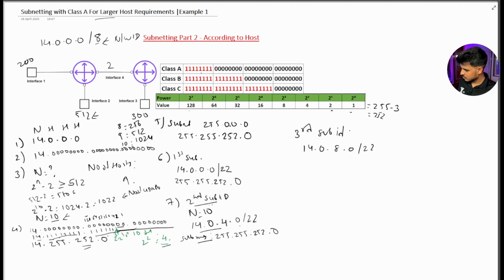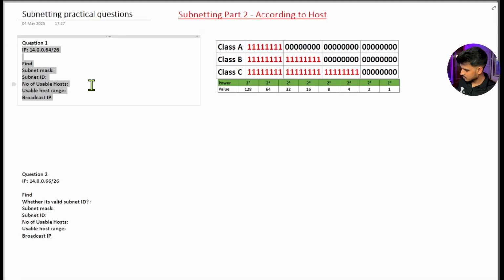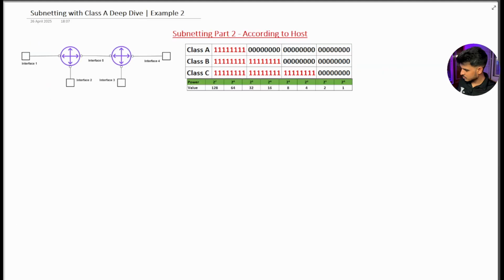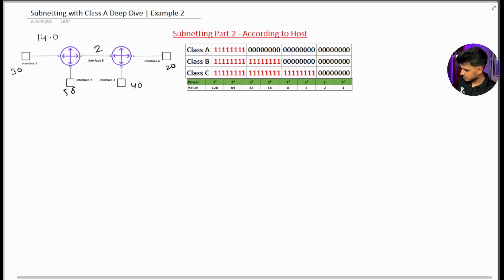Now we will take one more example, and with the help of this we will try to resolve these two questions. Let's say on interface 1 I want 30 devices, on interface 2 I want 58 devices, on interface 3 I want 40, then 20, and here let's say I want 2. I am taking an IP again from class A, that is 14.0.0.0/8. What we have to do is write that IP again as it is.